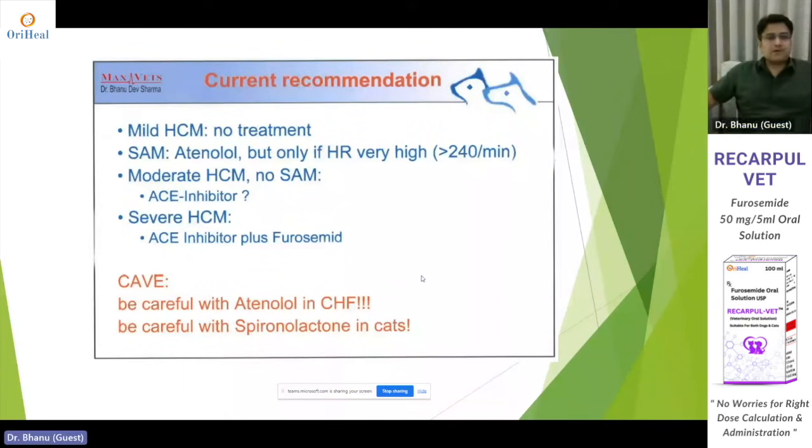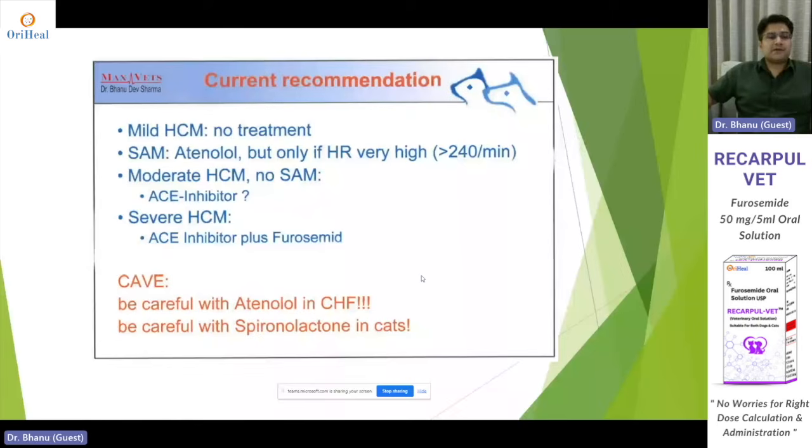If there is SAM, you can use atenolol, but only if the heart rate is very high. If it is more than 220, 250 per minute, only then you can think about atenolol. If there is moderate HCM, which would mean that the left ventricular wall thickness is between 6.5 to 7 mm, and no SAM, ACE inhibitor is a question mark. My personal preference, when it reaches this moderate HCM stage, you start using ACE inhibitors. I have seen it prolonging the progress to severe HCM or a CHF.